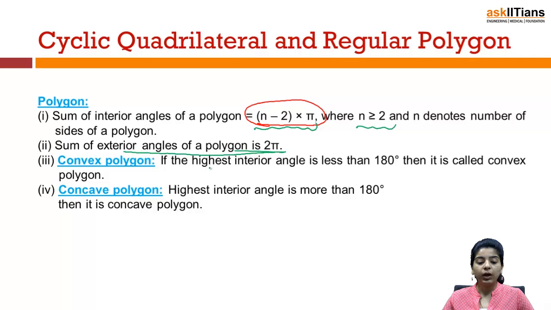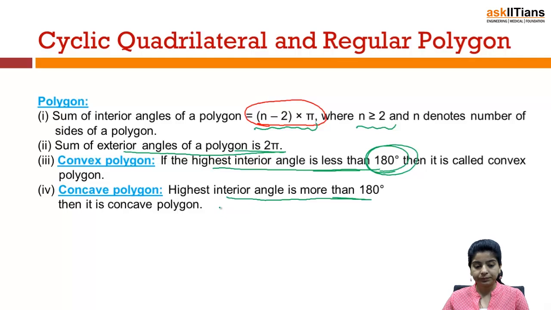A convex polygon is one in which the highest interior angle is less than 180 degrees. If the highest interior angle is less than 180 degrees, then the polygon is termed a convex polygon. While if the highest interior angle is more than 180 degrees, then it is termed a concave polygon.